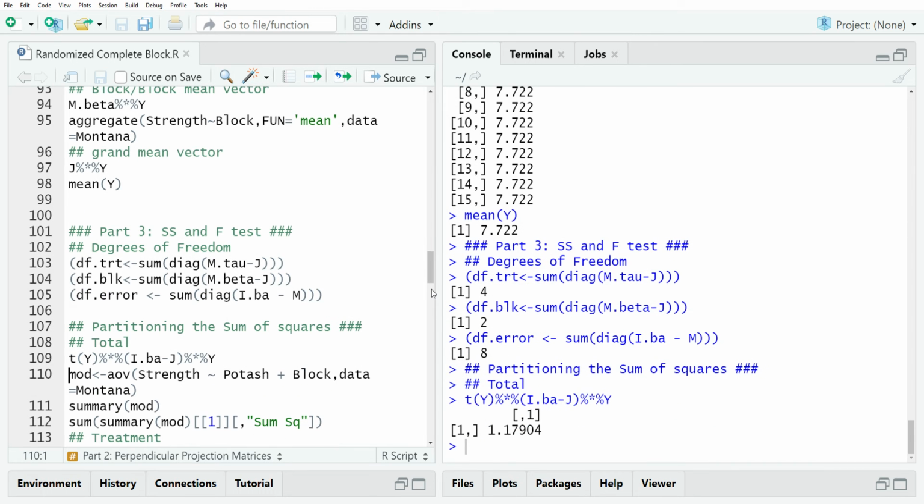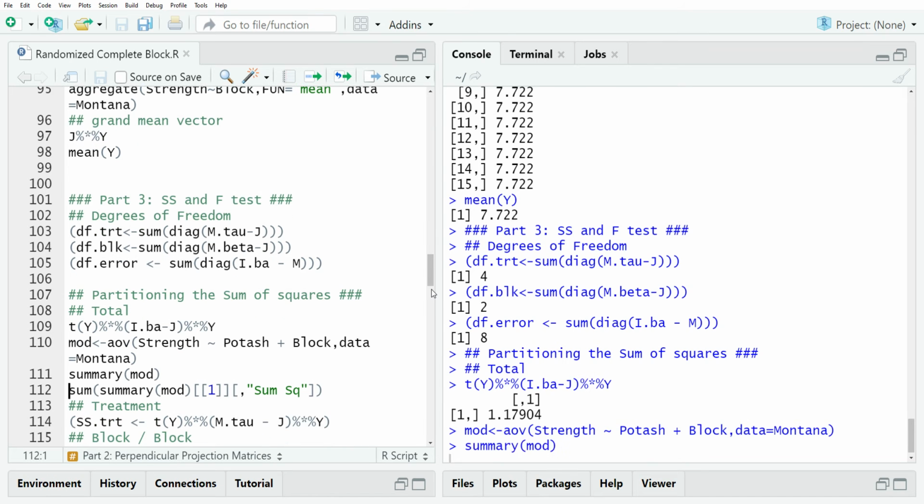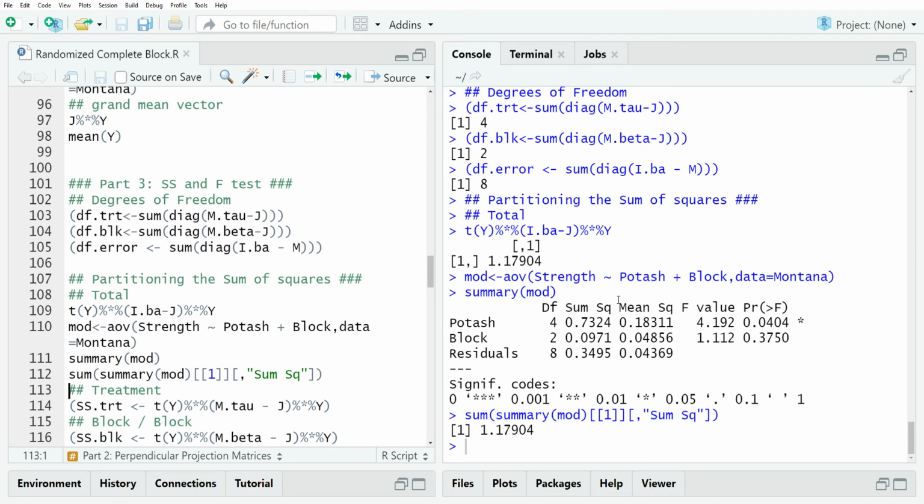Now partitioning the sums of squares, this is the total, I minus J in quadratic form. Y transpose I minus J Y. And if we look at that, we got 1.179, and here's the ANOVA table for it. And it doesn't put total, but if you were to add these 3, it would equal 1.179. So that's what I do in this next step. I just grab that table and sum that column.